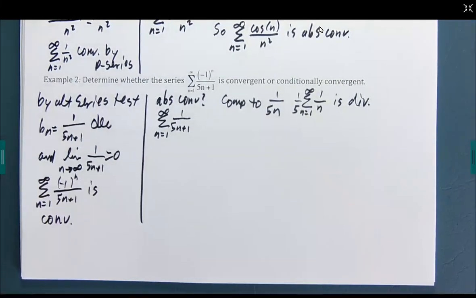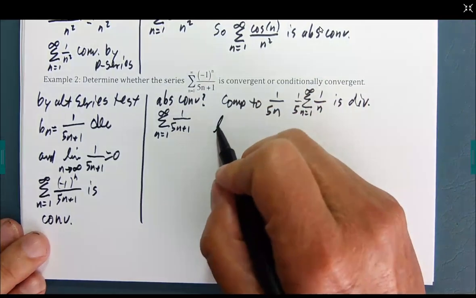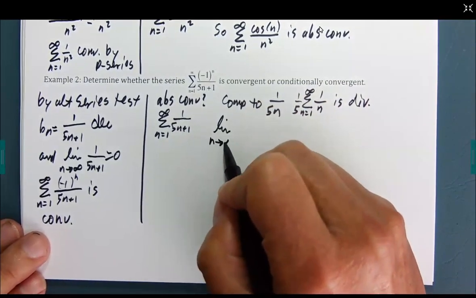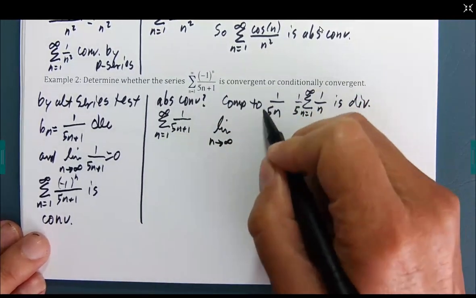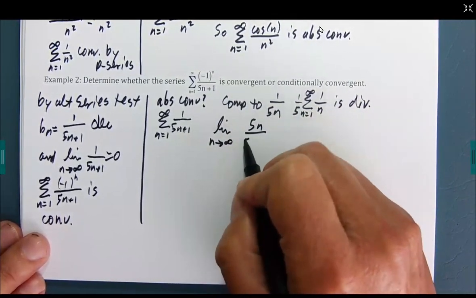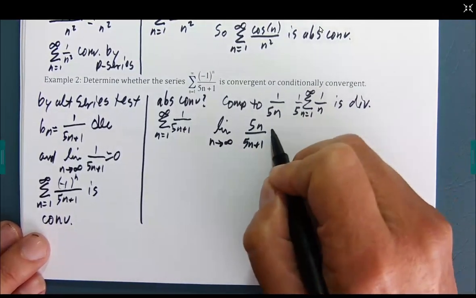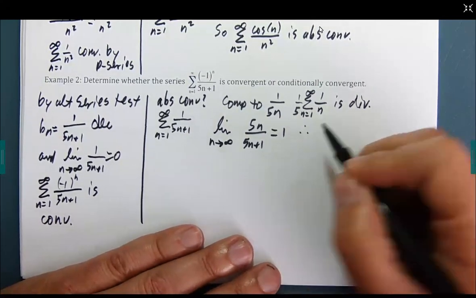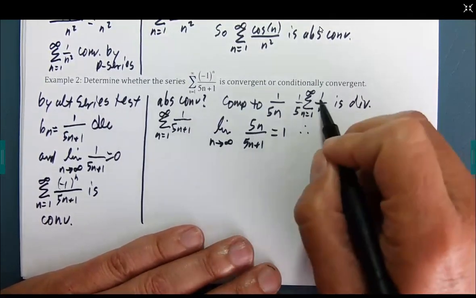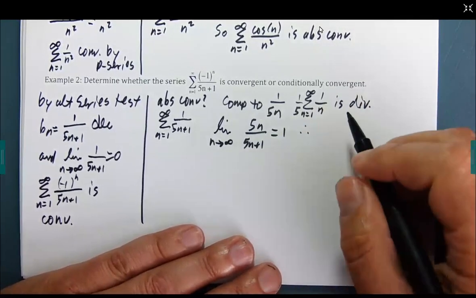This is a harmonic series, or a p series, if we want to view it that way, where the p is 1 or less, and therefore it is divergent. So I'm going to do the limit, and it goes to infinity. And remember, it's going to be that over that. So this is going to become 5n over 5n plus 1, which is 1. So that means that the 1 over 5n, which is what we have here, is a good comparison.